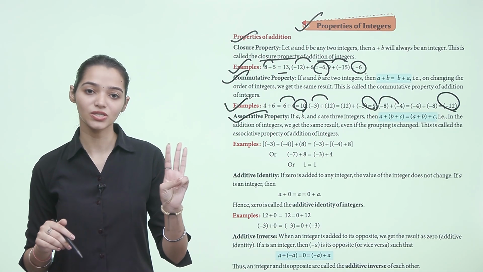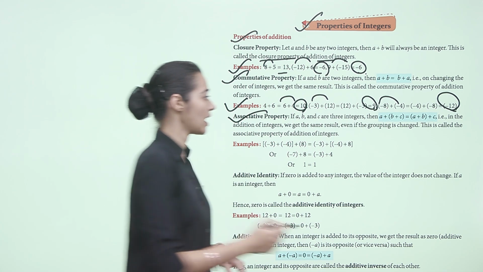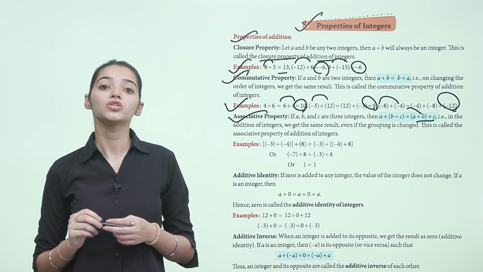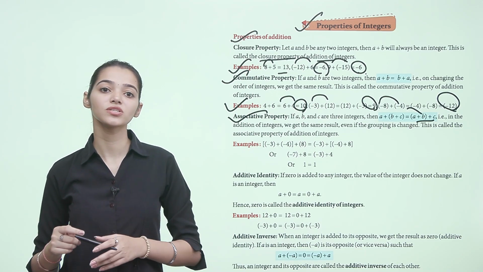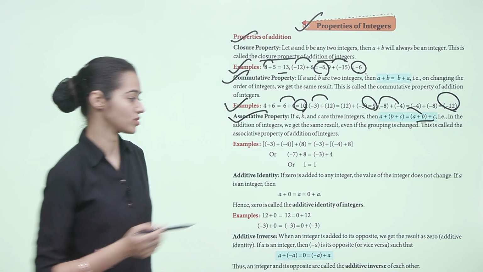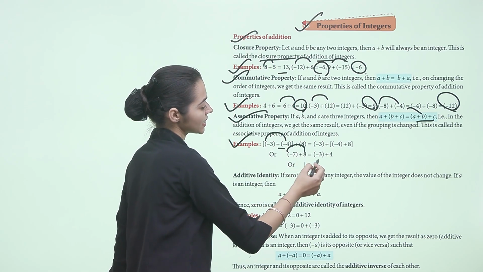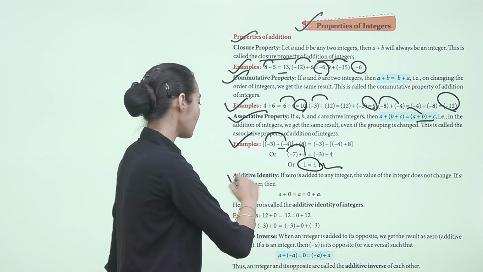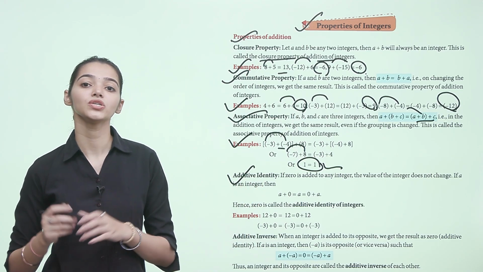Now let's look at the associative property. If a, b and c are three integers, then a plus (b plus c) is equal to (a plus b) plus c. In the addition of integers, we get the same result even if the grouping is changed. This is called the associative property of addition of integers. For example, minus 3 plus (minus 4 plus minus 7) and (minus 3 plus minus 4) plus 8, both are equal to 1. Now let's look at the additive identity. If 0 is added to any integer, then the value of the integer does not change.